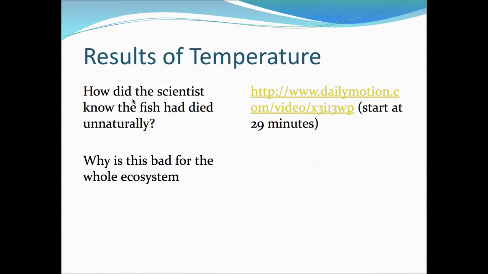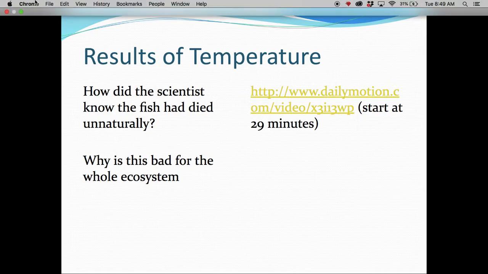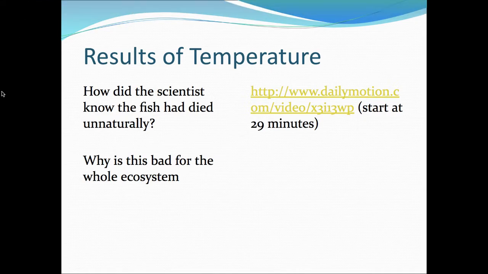So, the scientists knew that the fish had died unnaturally from the temperature change because the fish had not yet reproduced. The fish had not laid their eggs. Normally, like they were saying, when salmon have their babies, they only have babies once, and then they die. So it's not unnatural to see a whole bunch of dead salmon, but they hadn't had their babies yet.